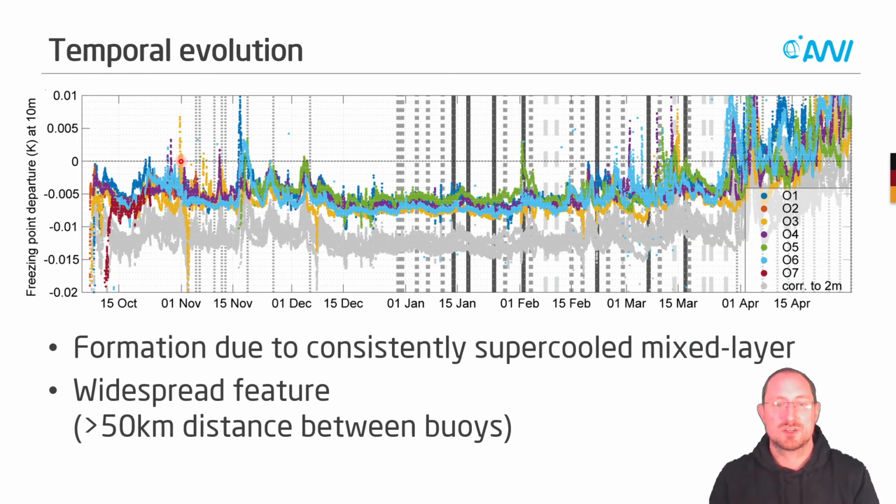So this data set shows us that we have this platelet ice formation due to a consistently supercooled mixed layer, and that this is a widespread feature in the Arctic, and it's not just a local curiosity of the Mosaic site. So this seems to be happening much more widespread in the Arctic.